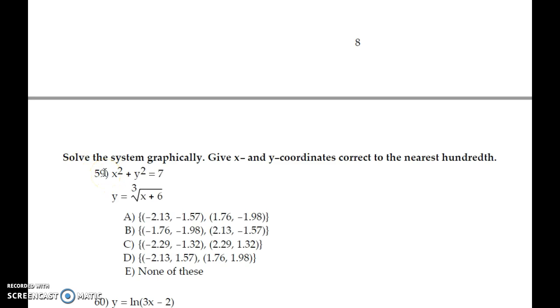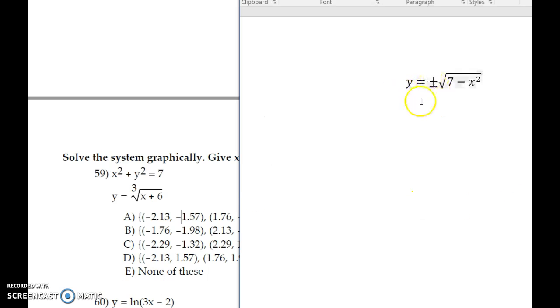For this 59 here, you're going to want to solve graphically. Plug these equations into your graphing calculator. Now, depending on what calculator you use, this one you can probably plug in straight away. This one you may have to solve for y, which means subtract x squared from both sides and then take the square root of both sides. And just to show what I mean there, it would look like this. You'd have to type it in once positive and type it in again with the negative, because when you take a square root of both sides, you get the positive and the negative answer.